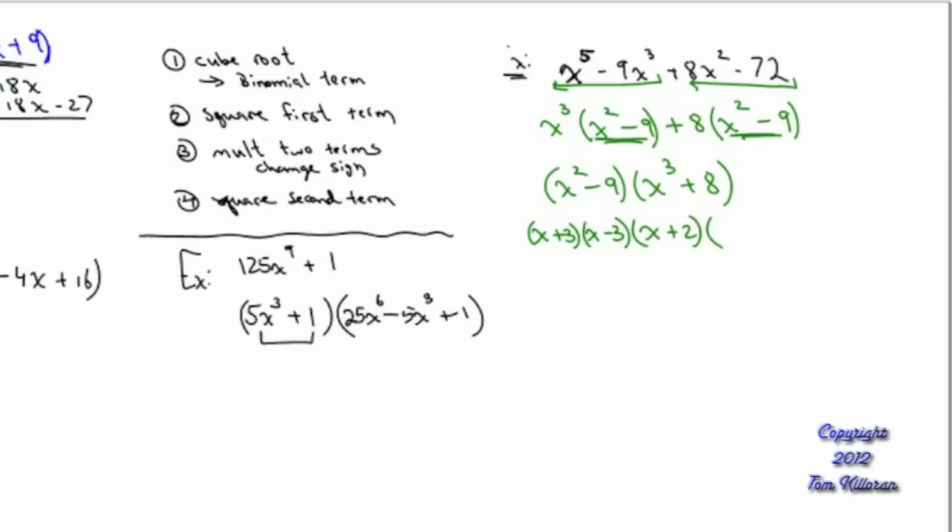Square the first term, x squared. Multiply the 2 of them together, 2 times x, and change the sign, so minus 2x. Square the last term, plus 4. And now this is what's considered completely factored.